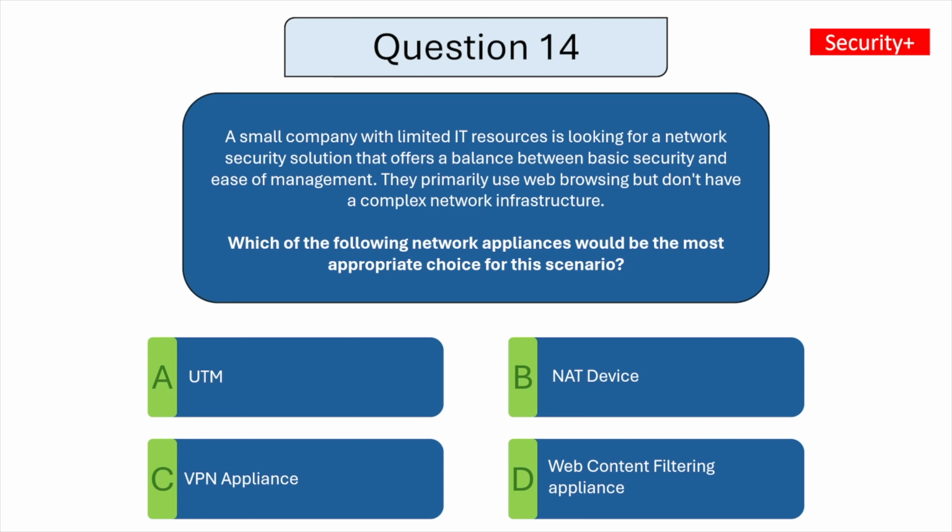Question 14. A small company with limited IT resources is looking for a network security solution that offers a balance between basic security and ease of management. They primarily use web browsing but don't have a complex network infrastructure. Which of the following network appliances would be the most appropriate choice for this scenario? A. UTM. B. NAT device. C. VPN appliance. Or D. Web content filtering appliance.